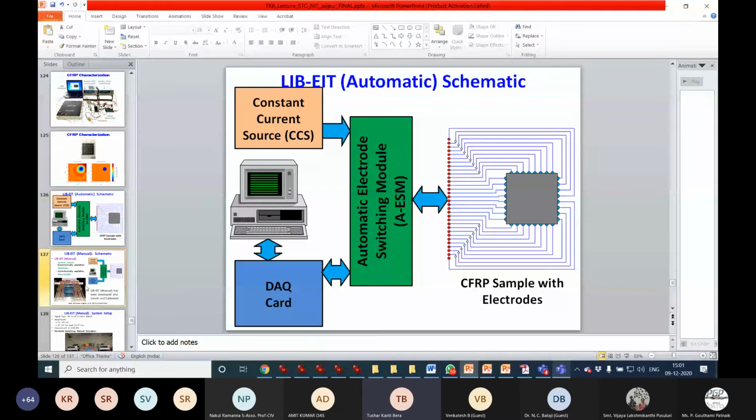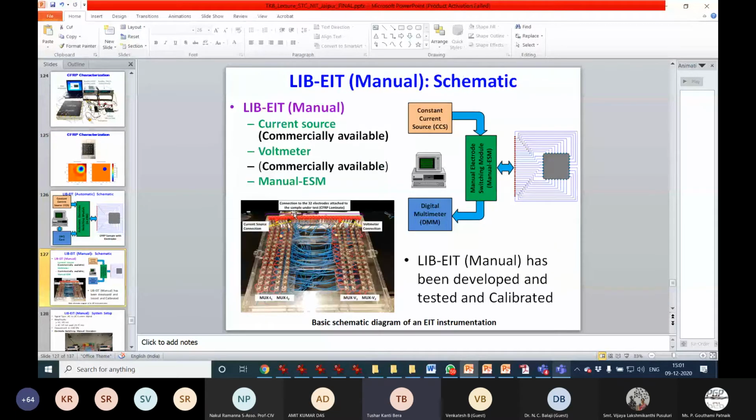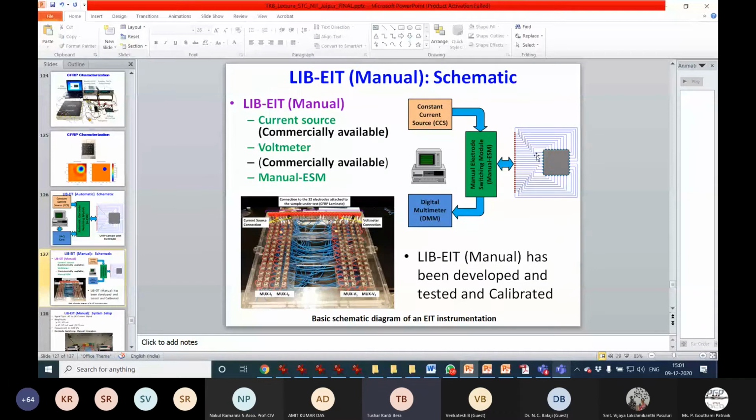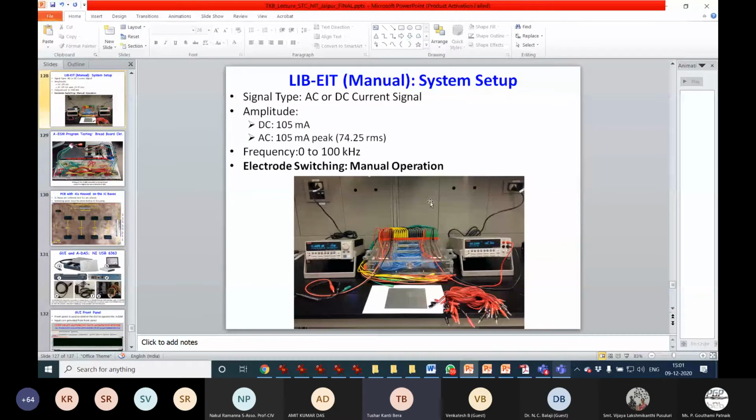These are the instrumentation studies we have done for the 32-electrode system, because a 32-electrode system is more sensitive and gives more data. So the algorithm will get a sufficient number of known variables to solve for the unknown variables. And this instrument is a manual instrument, so that we can switch any electrode by manual effort.